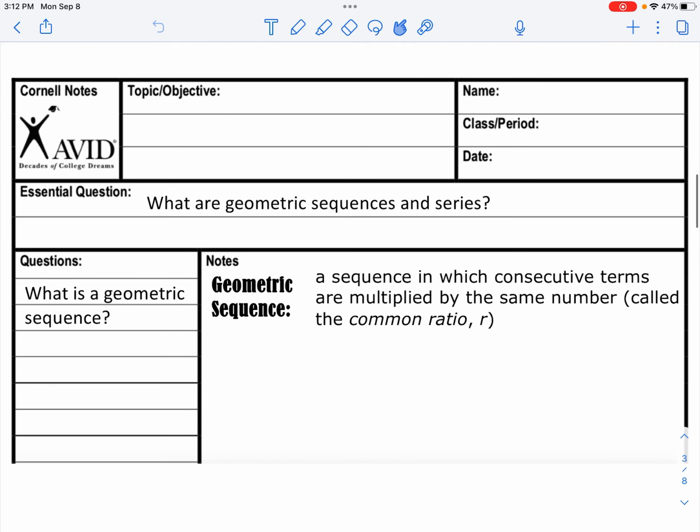Okay, what is a geometric sequence? A geometric sequence is a sequence in which consecutive terms are multiplied by the same number. This is called the common ratio. Whatever you're multiplying by is your common ratio.